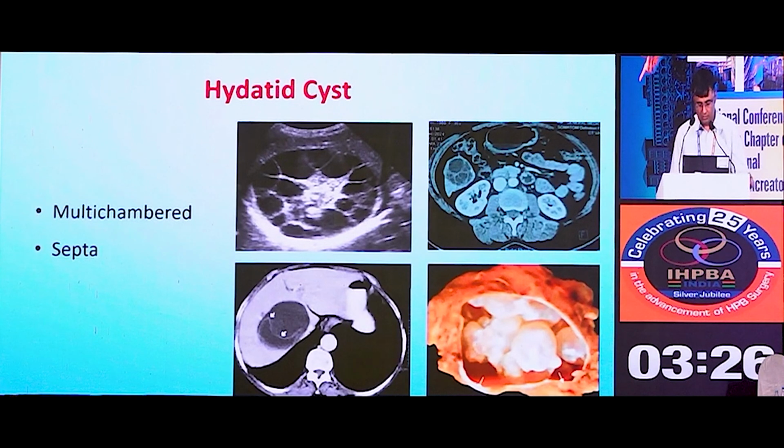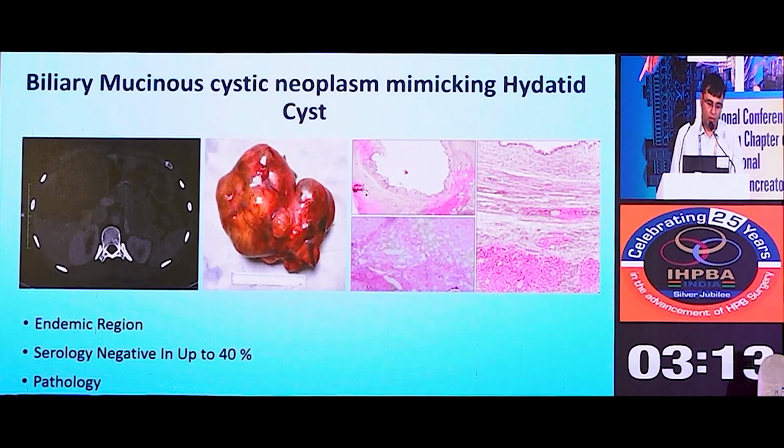Hydatid, as my next speaker is having a full topic, so I am not going into detail. But many a times, hydatid being a multi-chambered, multi-septated lesion, and especially in an endemic area where serology is negative in hydatid in almost 40% of the cases, many a times a biliary mucinous neoplasm is missed, and only on pathology we get to know that the diagnosis was a biliary mucinous cystic neoplasm.